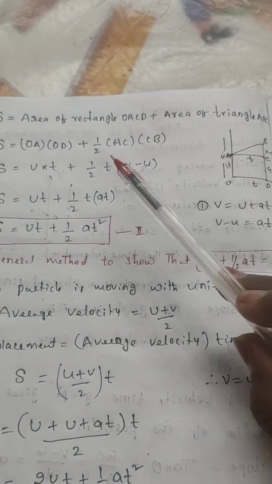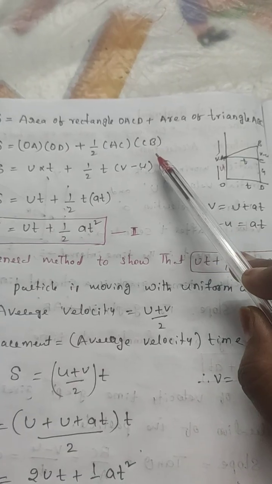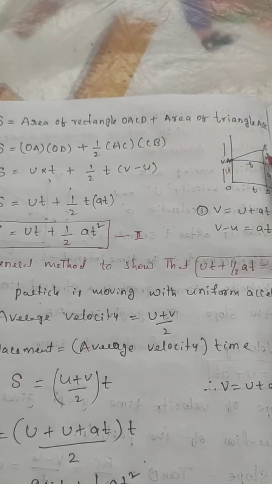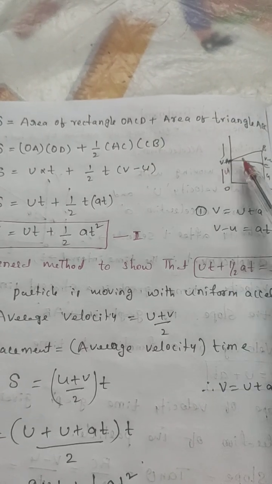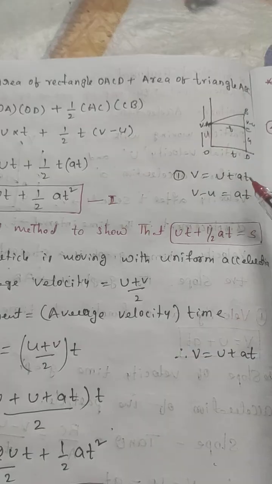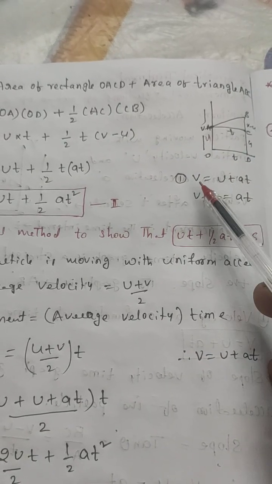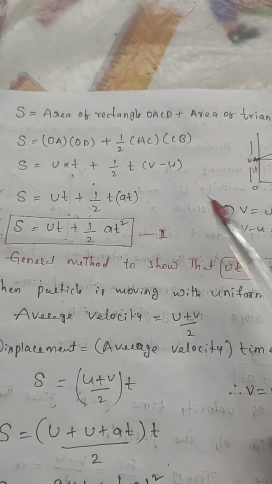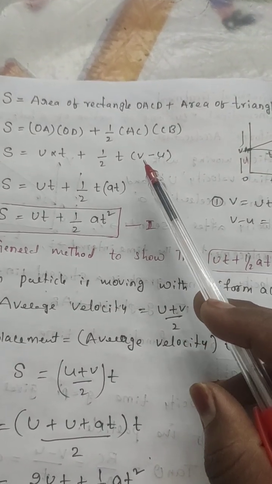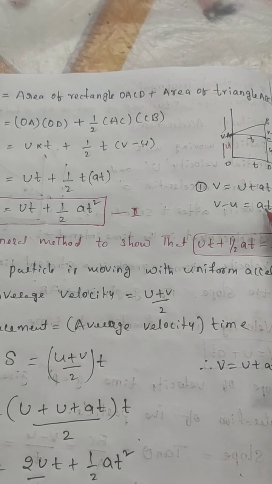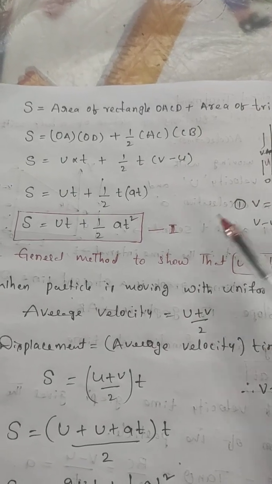Area of the triangle means 1 by 2 into base into height. Base is AC, height is BC in this triangle. AC is t, CB is v minus u. Now, from the first equation, v is equal to u plus at. Sending u to the left-hand side, v minus u is equal to at. Substitute this value in this equation, instead of v minus u, at, from the first kinematic equation. Now we will get it.